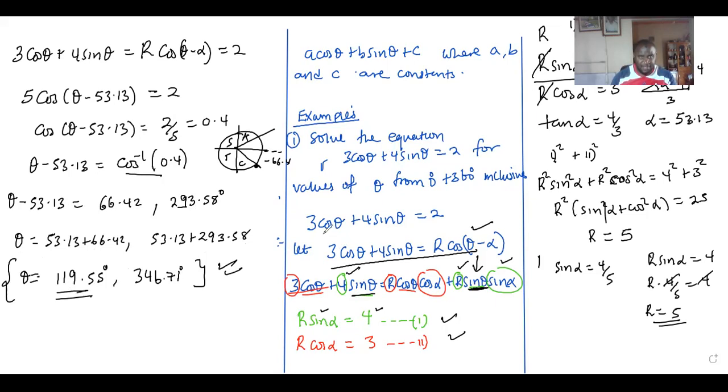Let us test. Substitute cos theta here. Cos of 119.55 times 3 plus 4 sine of 119.55. Does it give you 2? If yes, we are on the very right track.